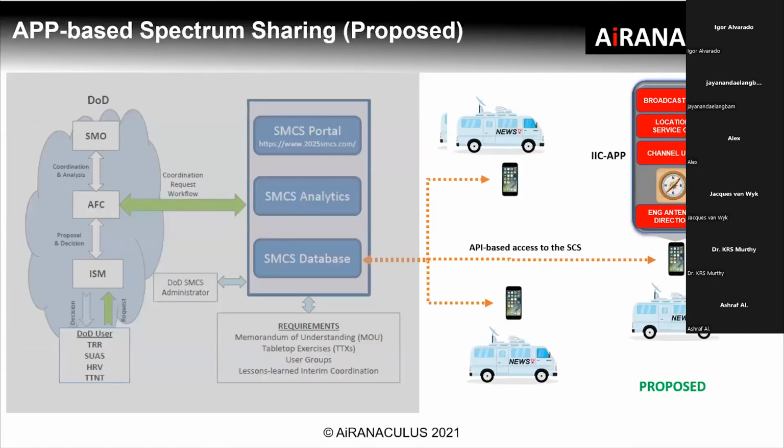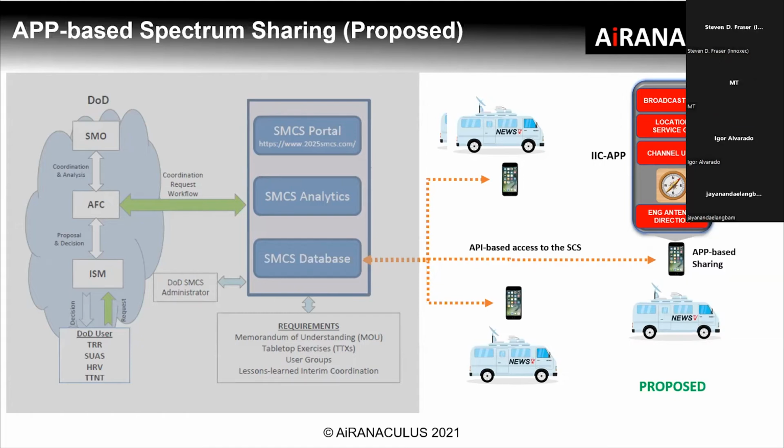And then what we proposed, Airanaculus in the National Spectrum Consortium, was to create an app, because one of the problems with TV broadcasting operators is that TV broadcasting is a money-losing business. A lot of these broadcast folks don't have a lot of funding, and they want ease of use. So, rather than creating an elaborate mechanism, why not just create an app where any newscaster can go in, and then the technician can just open the app and say, yeah, I'm using this particular channel.